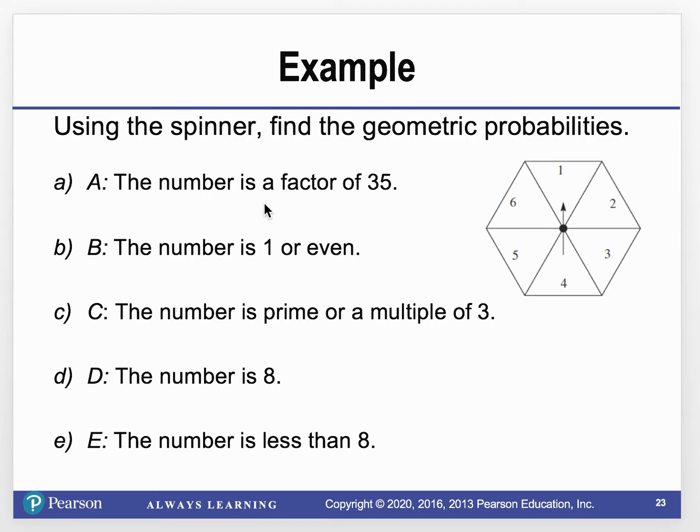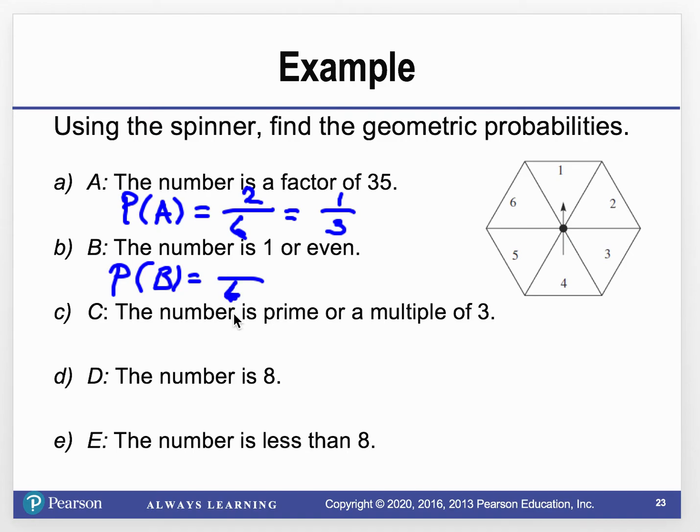The number is a factor of 35. So I want the probability of A. For one thing, I know my denominator is going to be 6, right? Because that's all the possible outcomes. And all I have to do is say, well, how many of them are factors of 35? Don't forget about 1, right? So 1 is a factor of 35. 5 is a factor of 35. Those are the only numbers that divide 35. Don't forget to reduce. Okay, the probability of B. What's our denominator? Yeah, 6.